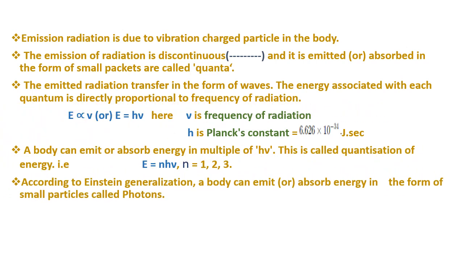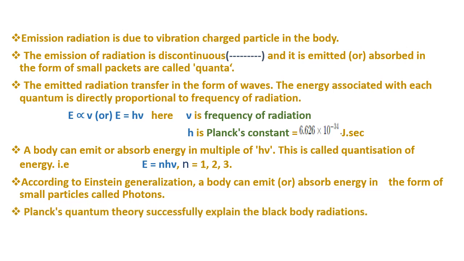According to Einstein's generalization principle, a body can emit or absorb energy in the form of small particles called photons. As per Einstein's theory, the emitted particle is called a photon. As per Planck's theory, we call it a quantum. This is the only difference: the naming of the small packets of energy is photon in Einstein's theory and quantum in Planck's theory.